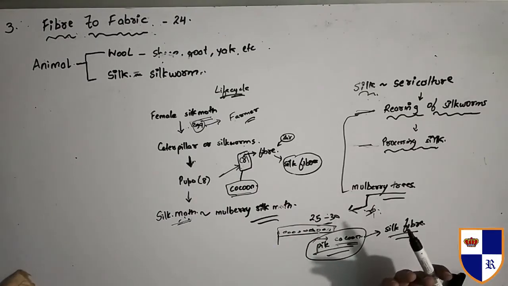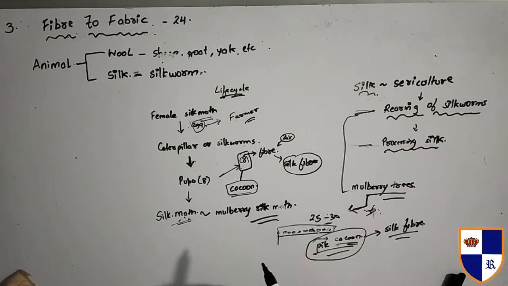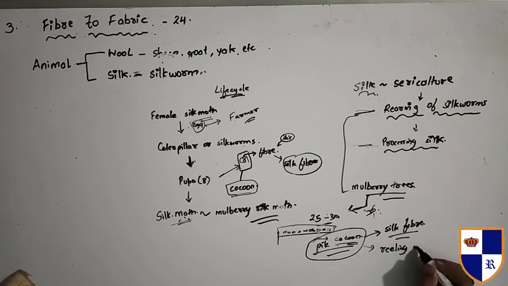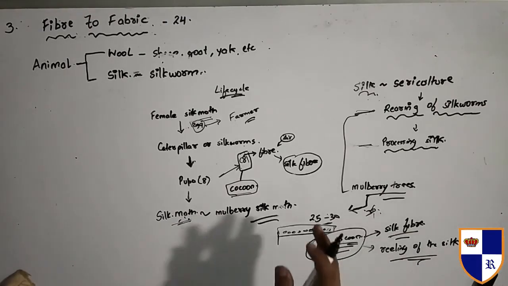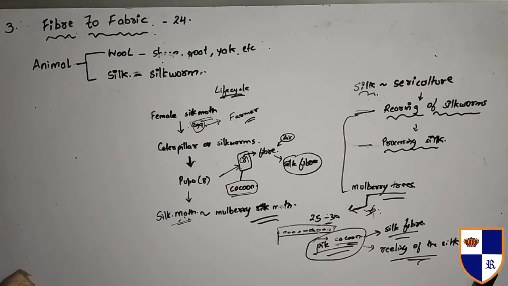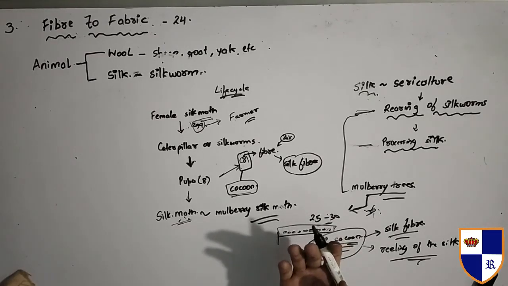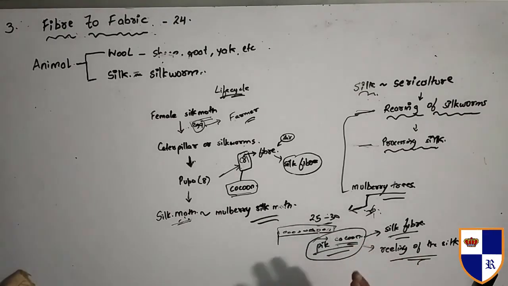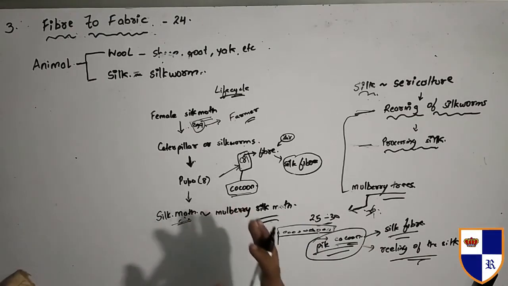So the process of taking out the thread from the cocoon for the use of silk is known as reeling. R-E-E-L-I-N-G. Reeling of the silk. So the process of separating the fiber from the cocoon is known as reeling. Reeling is also done by some machines. It means unwinding of the thread, the fibers, from the cocoon. So silk fibers are obtained from silkworm in this process.